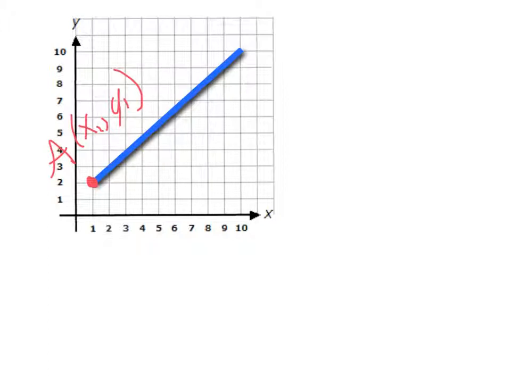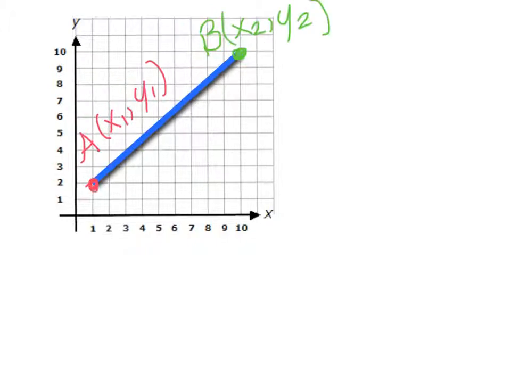So we're going to do the same thing with this other point on the end. We're going to think about that as B. Actually, let's use a different color for that. We're going to call B x2, y2. So the idea is to be able to find the distance in general between these 2 points. So we're going to think about this in 2 separate ways. We're going to think about the horizontal distance, and we're also going to think about the vertical distance.